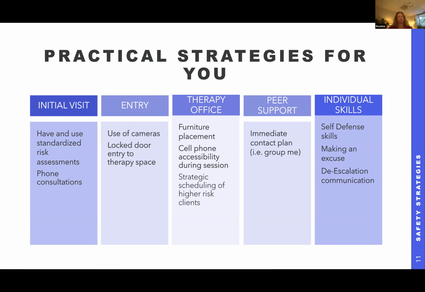The next thing to think about, practical strategies for in-person, is self-defense skills. I believe it's required for social workers, in the first 2 years of your licensure, that you have to do a safety course of some kind. Individual skill two is making an excuse. Oh my gosh, my stomach is so upset, I gotta go to the bathroom. It gets you out of that space, it gets you away. So if you have to tell a little fib to get away from somebody who's escalating, go. That gives you an opportunity to get assistance, call 911, whatever you need to do. And the other individual skill is de-escalation communication, which we've already talked about.